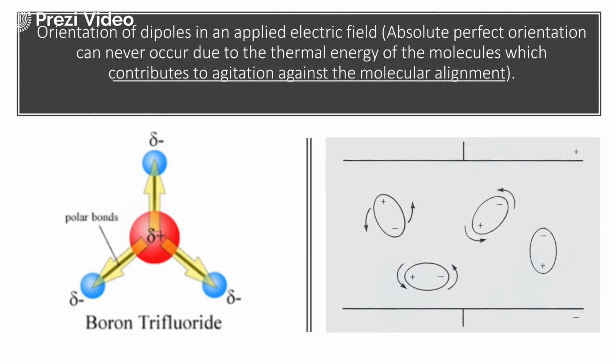Now let us try to understand the orientation of these dipoles in an applied electric field. You can see these circles, they are rotating, and on one side they are polarized, they have the positive charge, on another side they have negative charge. This only happens once the substance is placed in the electric field. Absolutely perfect orientation can never occur due to the thermal energy of the molecules, which contributes to agitation across the molecular alignment.